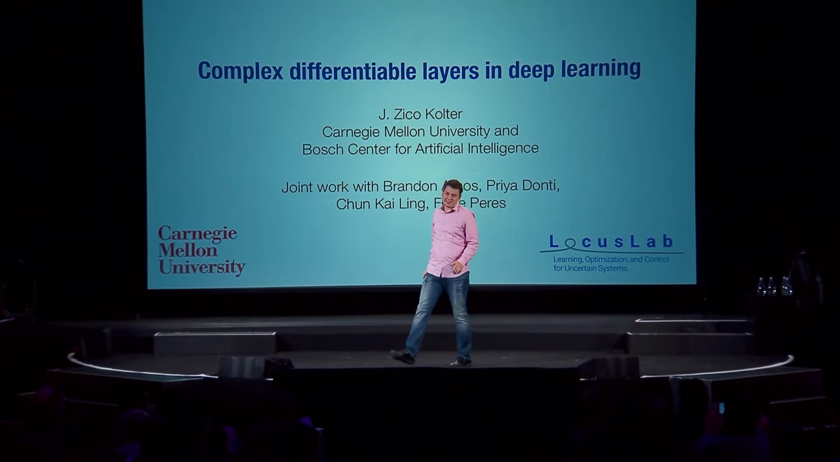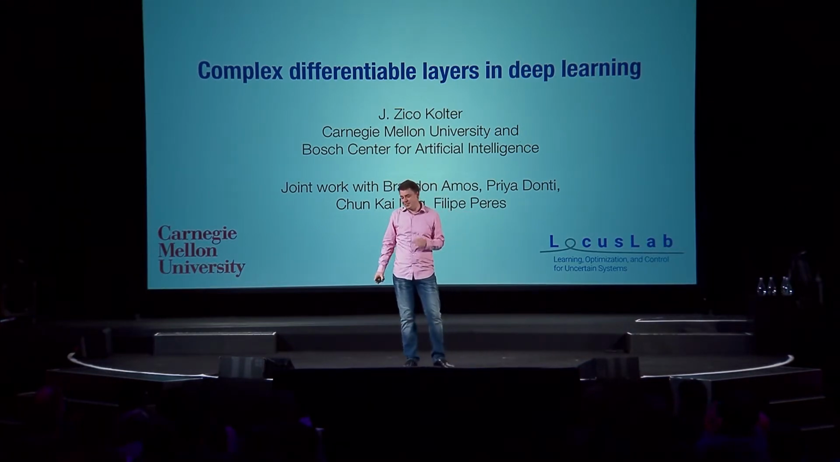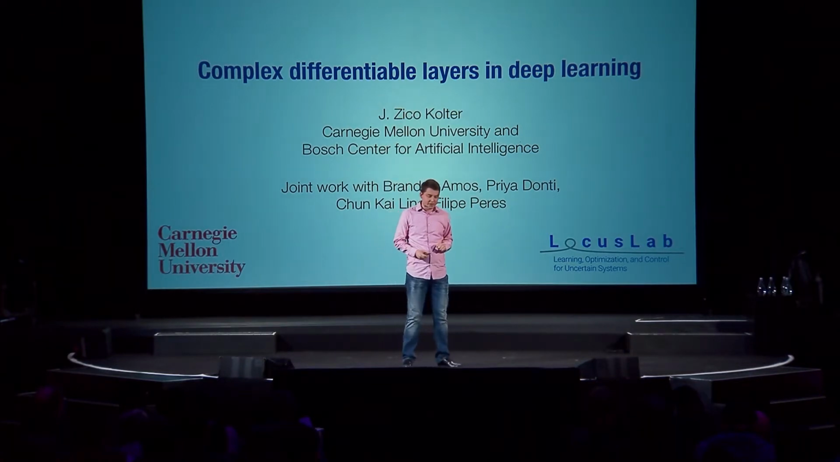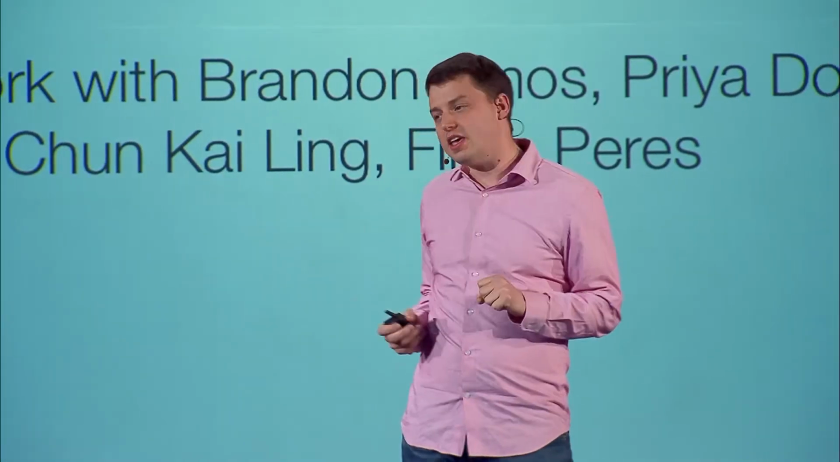All right, hi everyone. I'm Zico Coulter. I am a faculty member at Carnegie Mellon University. I'm also a chief scientist of AI research at the Bosch Center for AI. And what I want to talk about today is complex differentiable layers in deep learning.